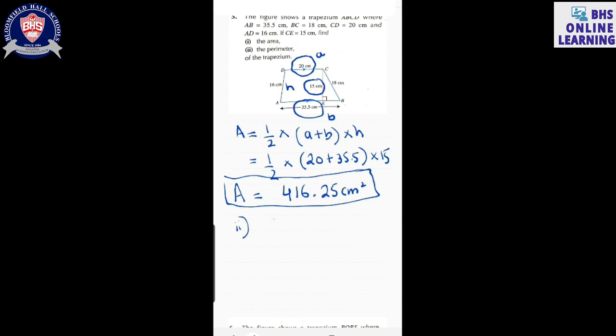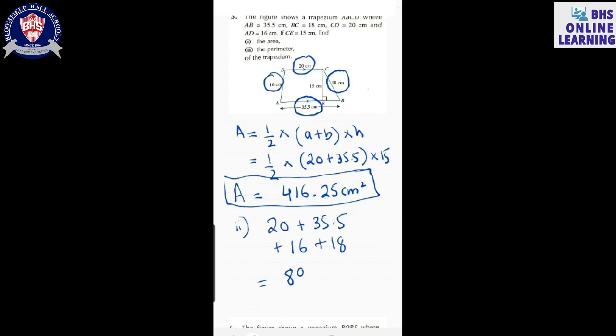Okay, so we can easily find out its perimeter as well. Perimeter means adding all the sides of a trapezium. So 20 centimeter is the first side, 35.5 centimeter is the second side, 18 centimeter is the third side, and 16 centimeter is the fourth side. So adding all of them, 20 plus 35.5 plus 16 plus 18, after adding all these values, I get 89.5 centimeter. So this is the way to find out its perimeter.